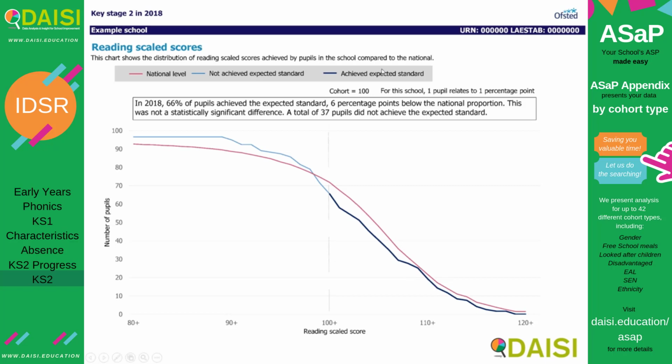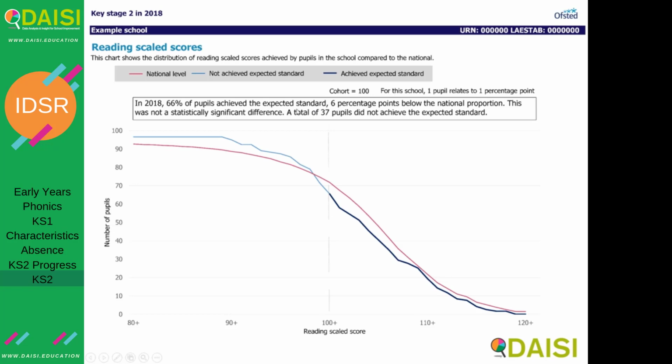You'll also notice in 2018, here's your school percentage achieving the expected standard, comparison with the national, and whether this was statistically significant or not. And just like in phonics, I've seen around 11% be roughly where the statistical significance starts and ends. It does depend on your cohort size. However, with a bigger cohort, you need a smaller percentage difference to be statistically significant.